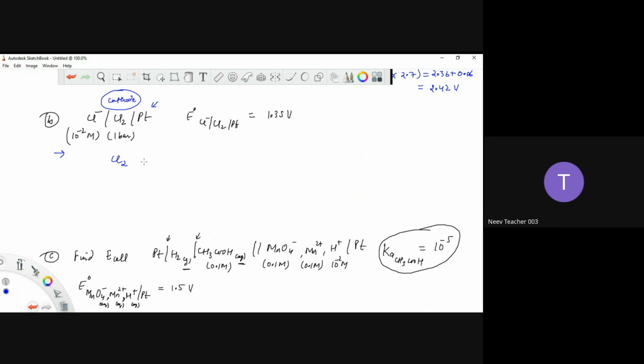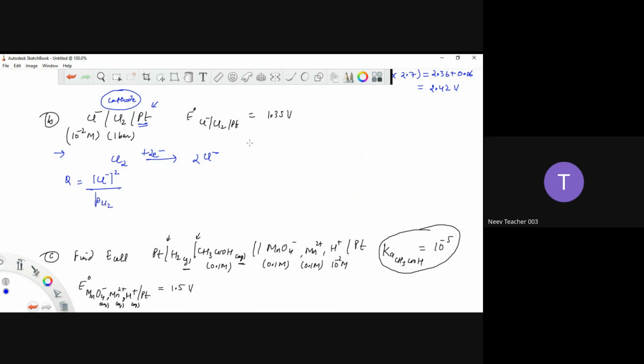This is very important, to identify it this way. If half of the cell is given, you need to look for the electrode. Where is the electrode? If it is at the extreme right, then cathode. If it is on the extreme left, then it will be anode. So Cl2 will reduce itself by taking 2 electrons, correct? By taking 2 electrons, it will form 2 Cl minus. Then from here, what will the Q value be? Q will be the concentration of Cl minus squared divided by the partial pressure of Cl2.